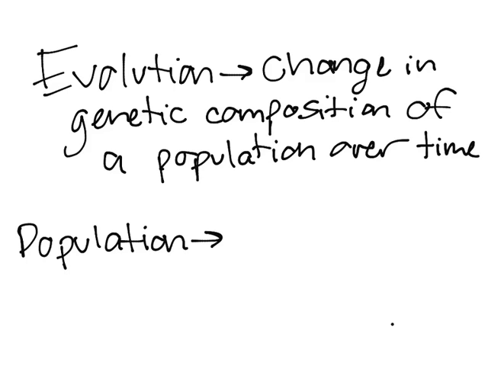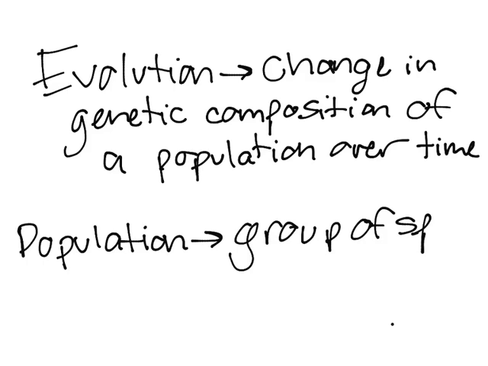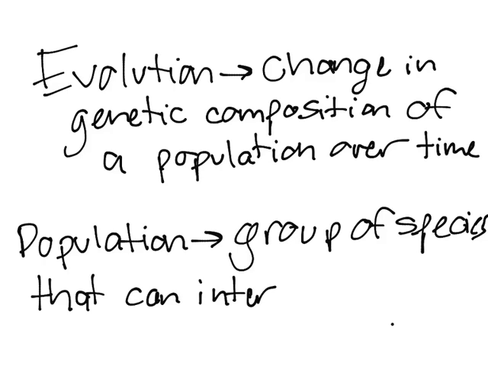a group of organisms of one species that live in the same place and can interbreed with each other, which means that they can reproduce with each other and produce young that will also be fertile. So a population is a group of one species that can interbreed and are in the same area.